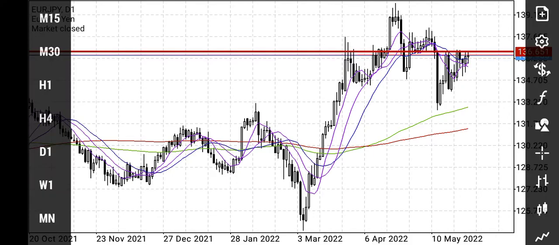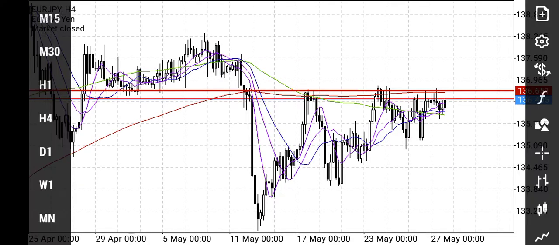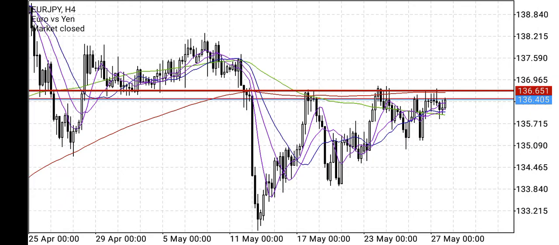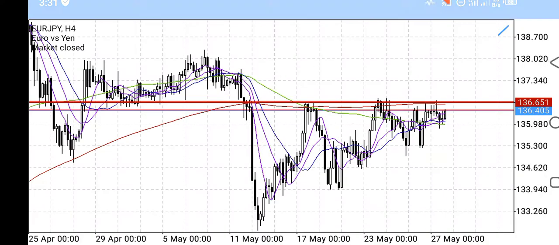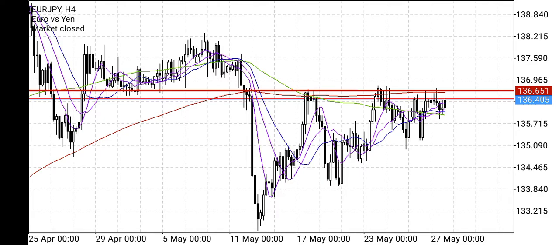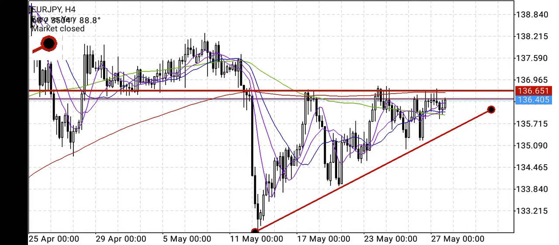So now let me switch to a smaller time frame, probably the H4. Now as you can see, this is like a flag. I don't know, yeah, it's more like a flag. So what I'm going to do right now is I'm going to draw a line. When I draw the line, I believe it will be easier for you guys to understand what I'm trying to talk about.